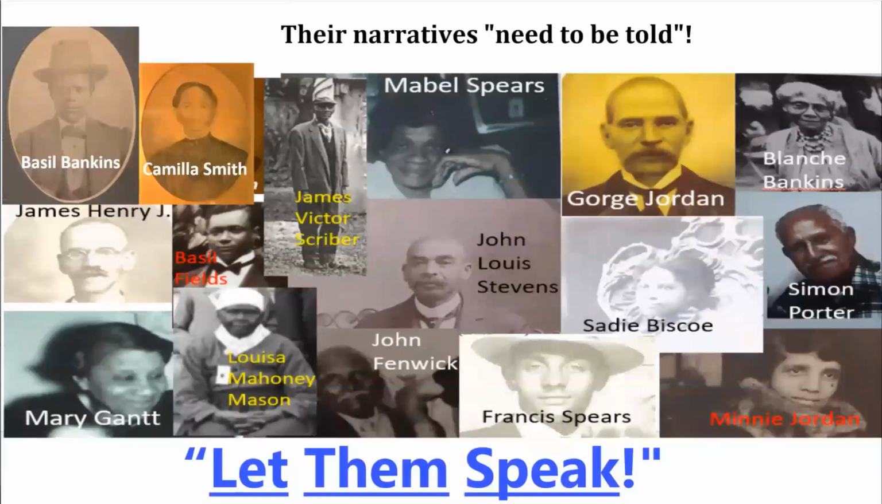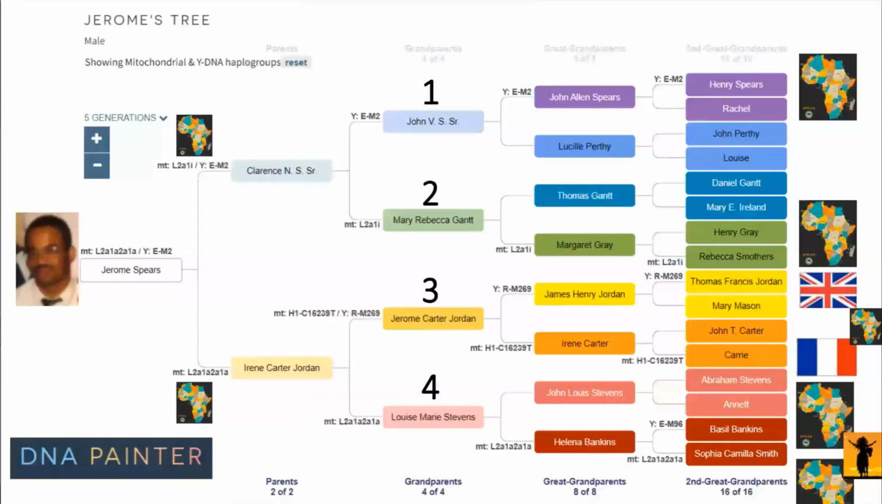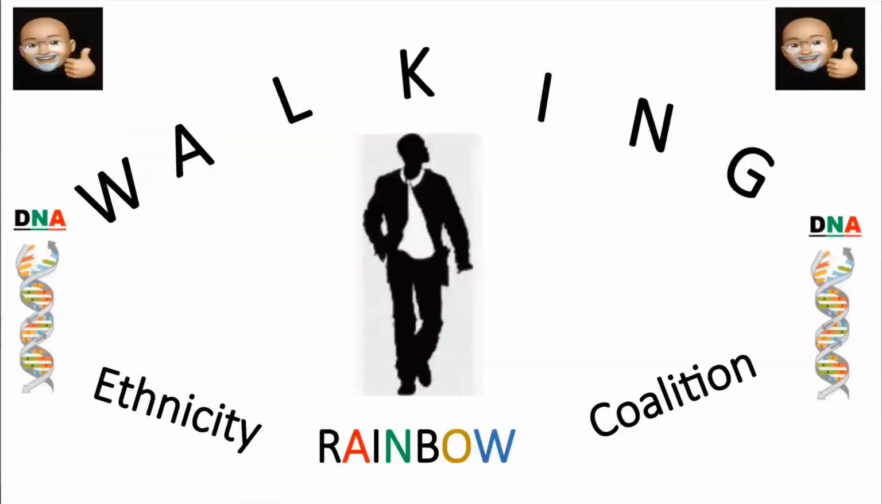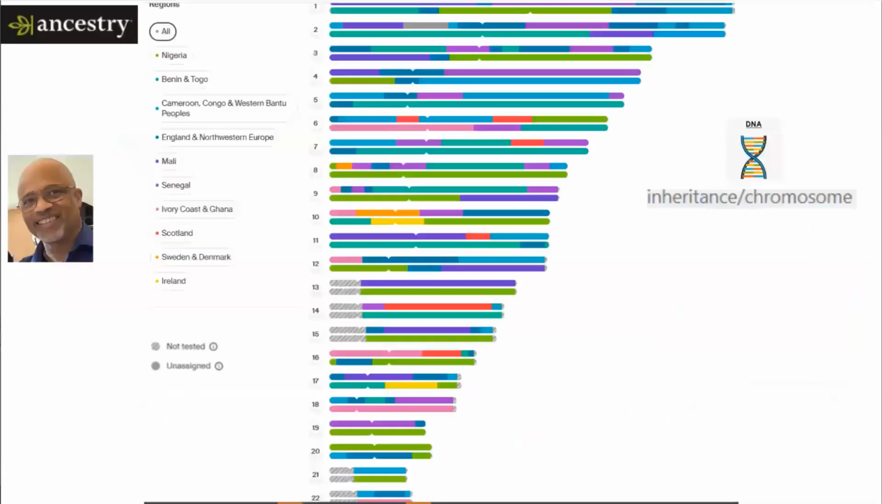So you might say, well, you're looking for them. Where did they go? Well, they're here. They're nested in between my Y DNA and my mitochondrial DNA and all the areas in between. I'm an American of triracial descent, predominantly African. Some might refer to me as a walking, talking ethnicity rainbow coalition. My DNA lights up like a Christmas tree.